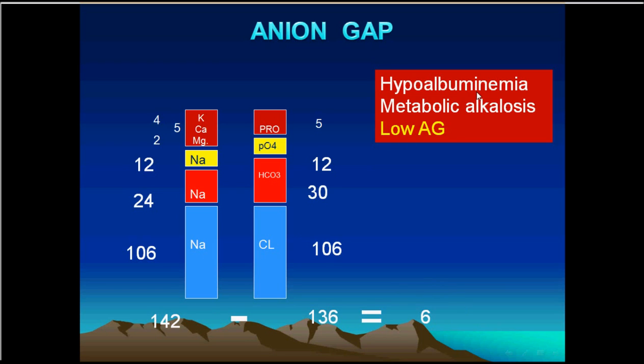So hypoalbuminemia will be associated with metabolic alkalosis and a low anion gap, and this should be considered. We're going to make some hint about this when we talk about the corrected anion gap. Imagine this patient has hepatic liver cirrhosis and hypoalbuminemia. When you look at this patient, the bicarbonate will be high, albumin will be low, the anion gap will be low, and the patient has metabolic alkalosis.